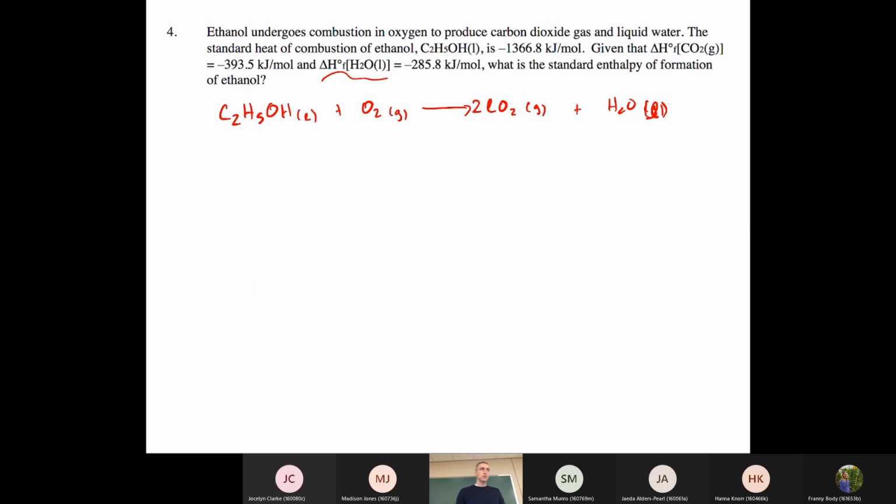We need to put a 2 in front of the CO2 to balance the carbons. For the H2O, we need to put a 3. And for the O2, that results in 3 oxygens. So this should be our balanced equation. And looking at our delta H's of formation for everything we have here, we are given negative 1366.8 kilojoules per mole. We know oxygen is going to be 0 because it's a pure element in its standard state. It's a gas. The other ones are provided for us. Negative 393.5 kilojoules per mole. And for water, we have negative 285.8 kilojoules per mole.